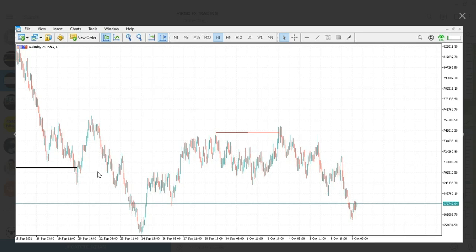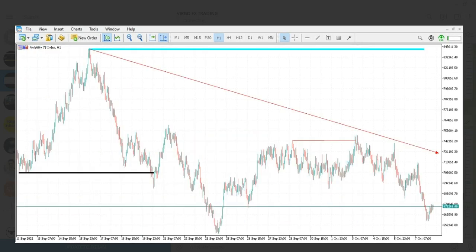But do we have the break of structure here? Let's look at the next photo. I think I moved forward. I think I moved a lot.